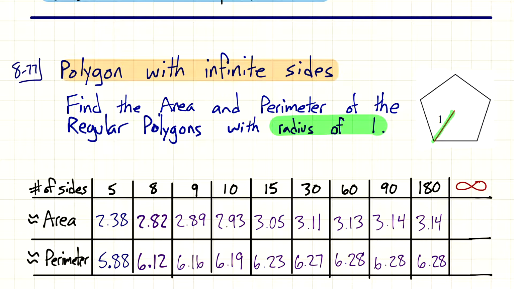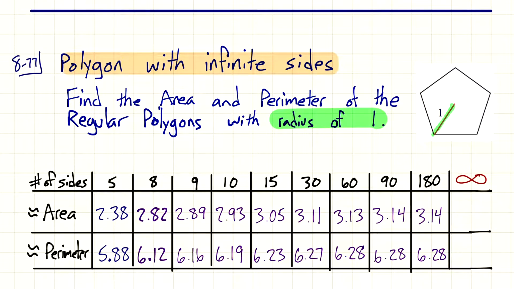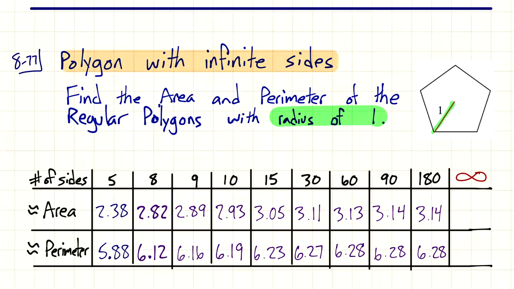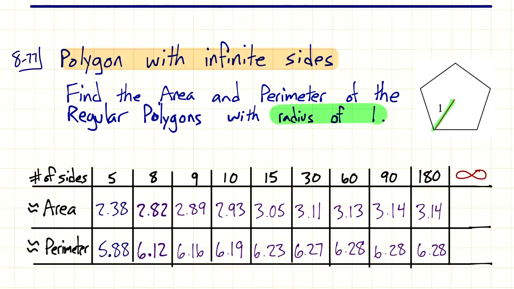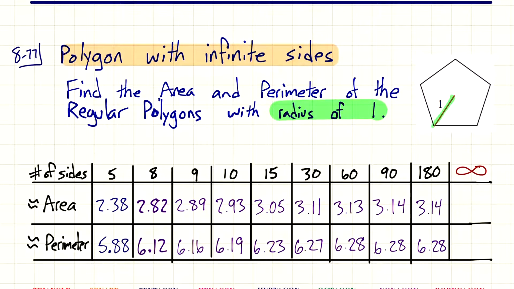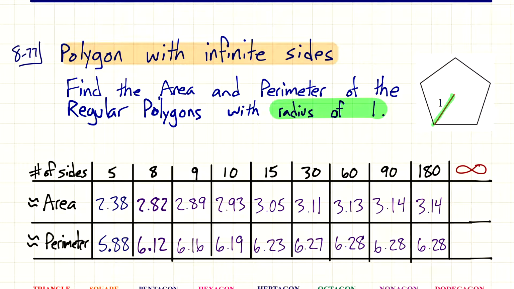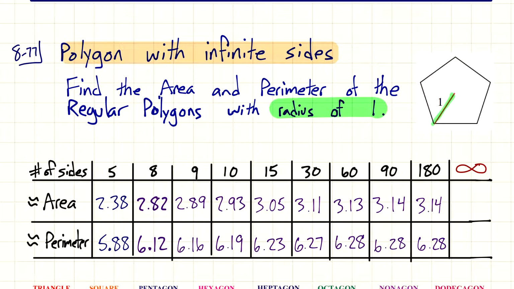All right, so usually we would do this activity in class and we would calculate these together, but we're going to skip that process in this lesson. I'm just going to show you what the areas and perimeters would look like for each of these polygons given these number of sides.